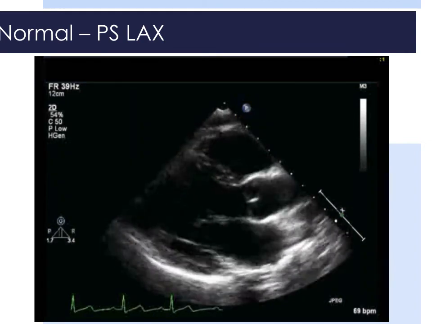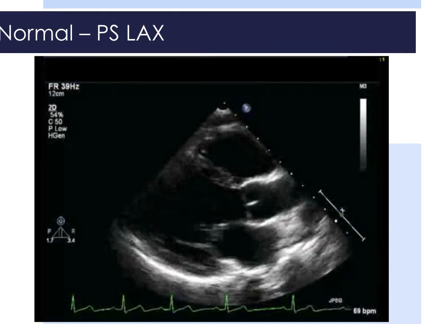For your reference, we are assessing again the left ventricle. We are restarting with a normal-looking left ventricle in long axis view.